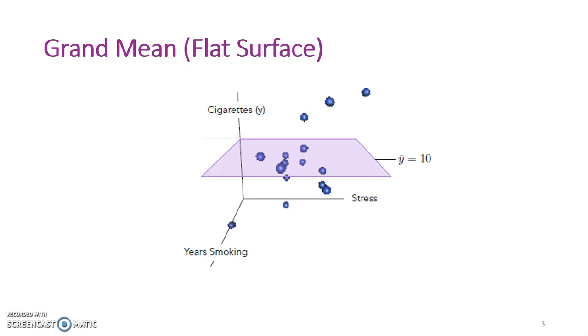So let's take a look at what these plots look like. Essentially, the grand mean is just a flat surface represented by the overall mean of y, which is smoking intensity. And we know that the overall mean of y is 10. So this plane is a flat surface. It's not tilted in any way towards the predictors or away from the predictors, just a flat plane that gives us the mean at 10.